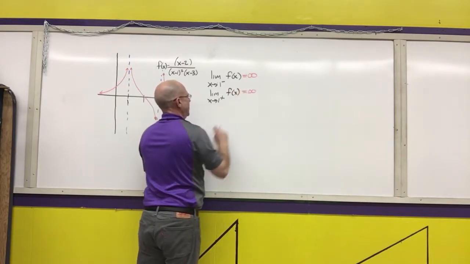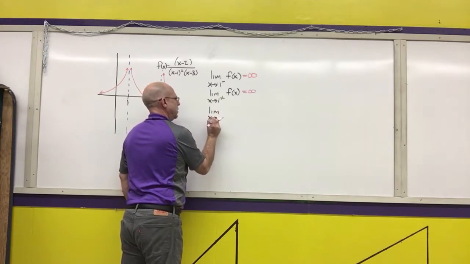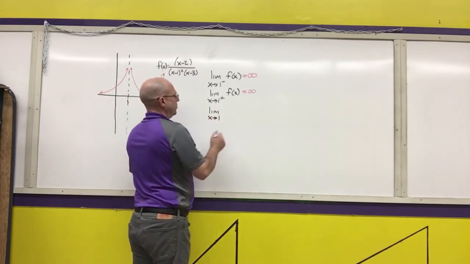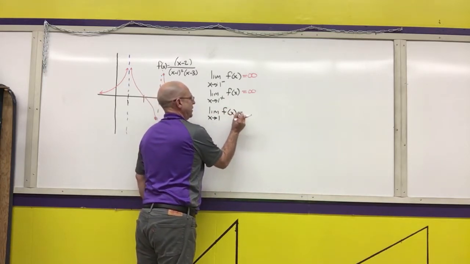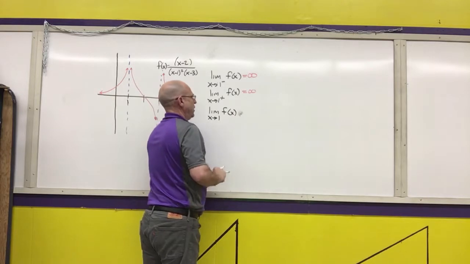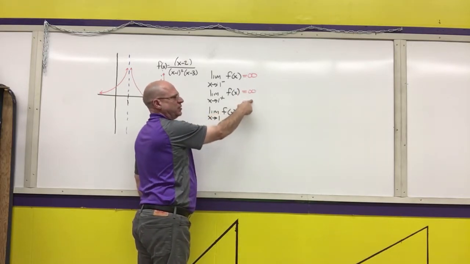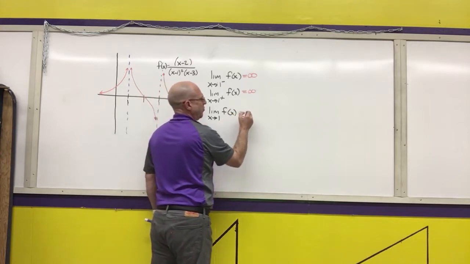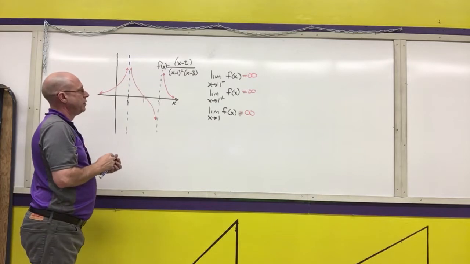The two-sided limit as x approaches 1. The two-sided limit exists if both one-sided limits exist and they are both the same. Okay? And in this case, they don't exist, but they don't exist because they're both approaching positive infinity, so we will write positive infinity for the limit as x approaches 1.